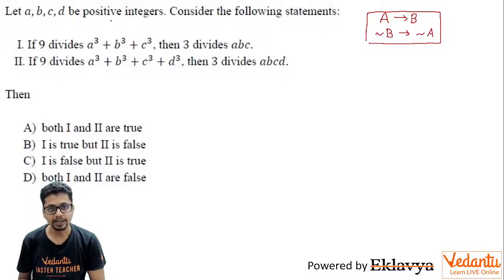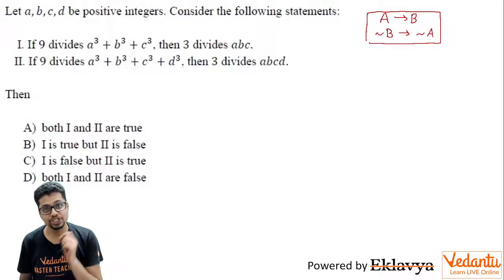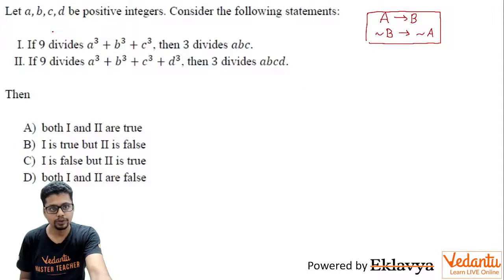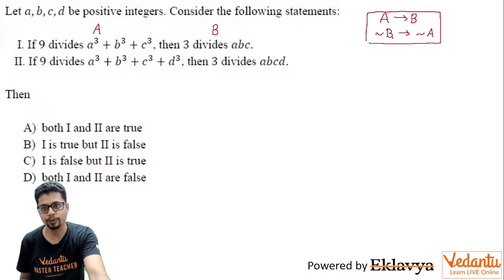So for me to check whether A implies B is true or not, I can check whether not B implies not A is true or not. 9 divides a cube plus b cube plus c cube is like statement A, 3 divides abc is like statement B, and what we have is, if A, then B. What we are exploring is not B implies not A, which is an equivalent statement. So not B would be what? 3 does not divide abc.